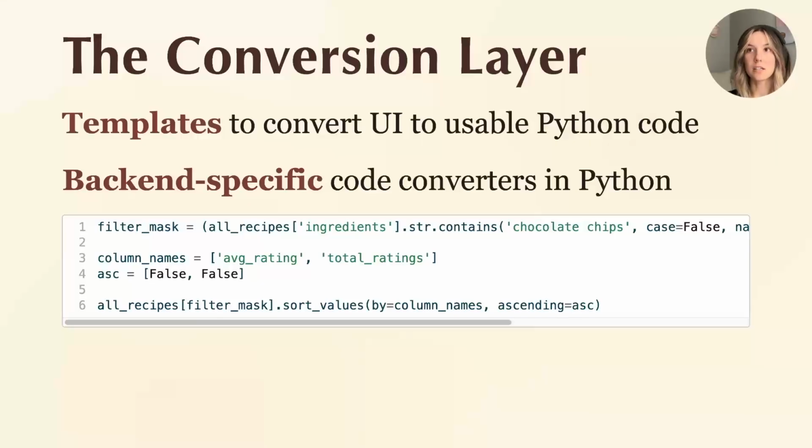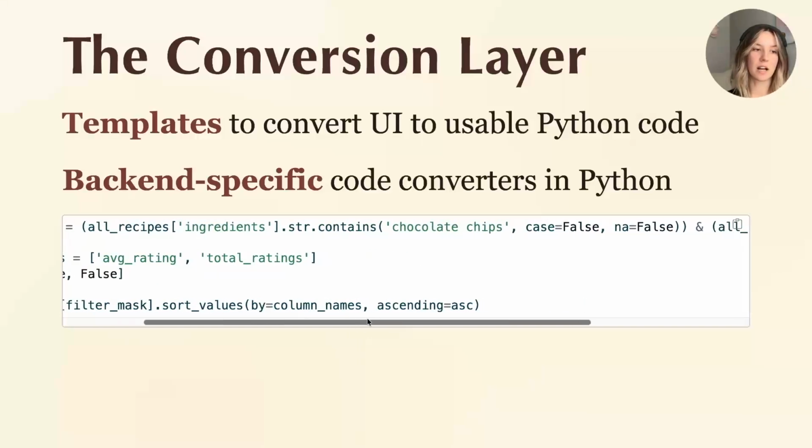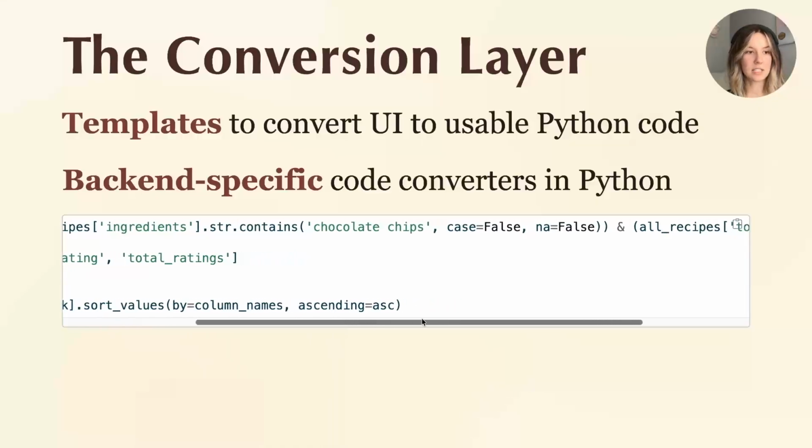So we can see here the code that we generated earlier. You can see there's something called a filter mask, which we're using to filter our data frame to have different ingredients. And if we go through each part of the filter mask, we can see that we're using the data frame name of all recipes, a certain column of ingredients, and then an operation. In this case, the operation is that the column has a string that contains chocolate chips, it's not case sensitive, and it doesn't include NAs.